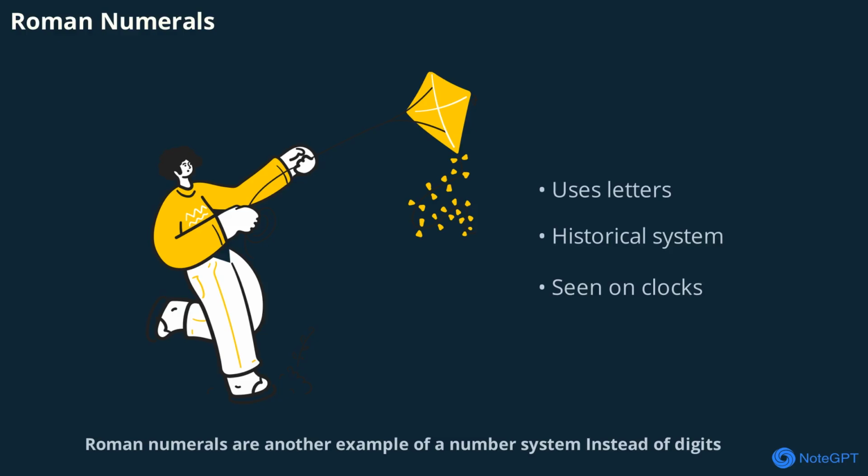Roman numerals are another example of a number system. Instead of digits, they use letters like I, V, X, L, C, D, and M. Roman numerals are still used today on clocks, in book chapters, and for special events. Learning about Roman numerals helps you appreciate the variety of ways people have represented numbers throughout history.